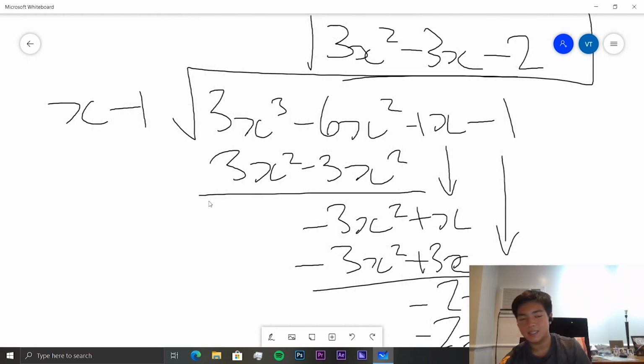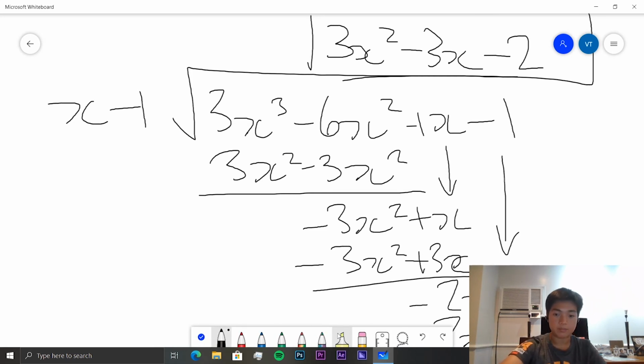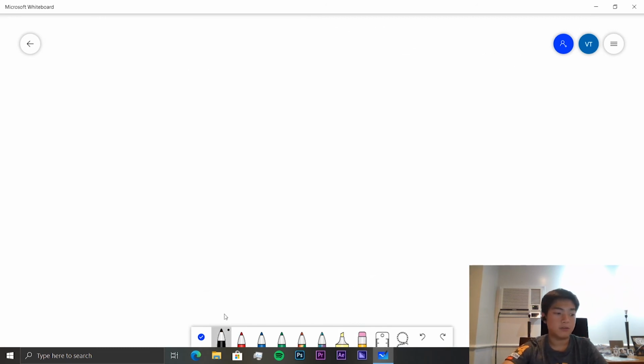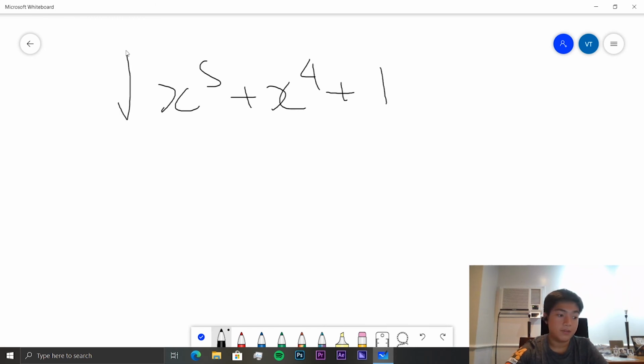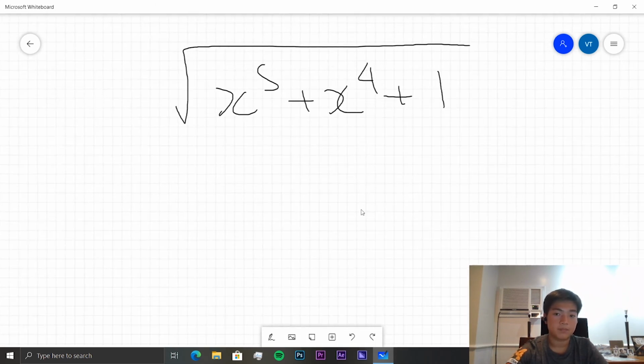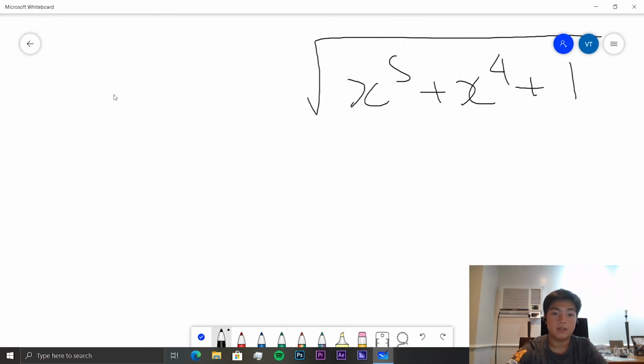So another thing this tells us is that x minus 1 is not a root of this equation, because all roots should be able to cleanly divide the equation. Okay, on to the final question. We need to do x to the 5 plus x to the 4 plus 1, and divide that by x cubed plus 1.